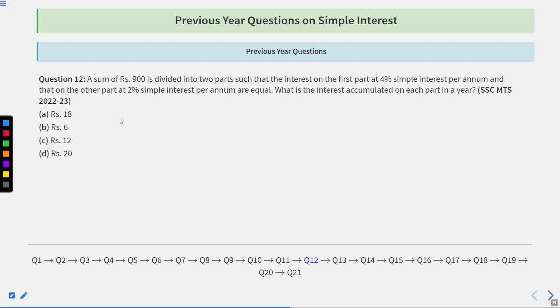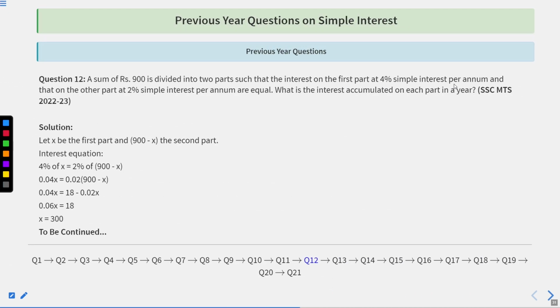Question number 12. A sum of rupees 900 is divided into two parts, such that the interest on the first part at 4% simple interest per annum and that on the other part at 2% simple interest per annum are equal. What is the interest accumulated on each part in a year? So let us have a look over the solution.